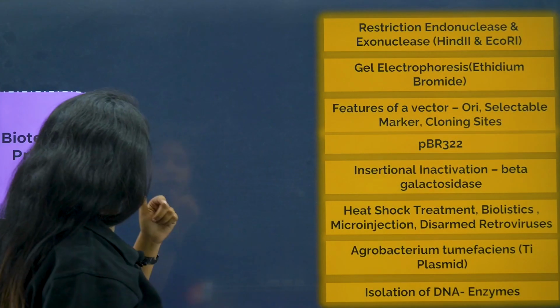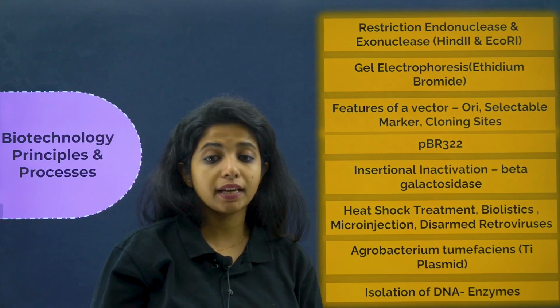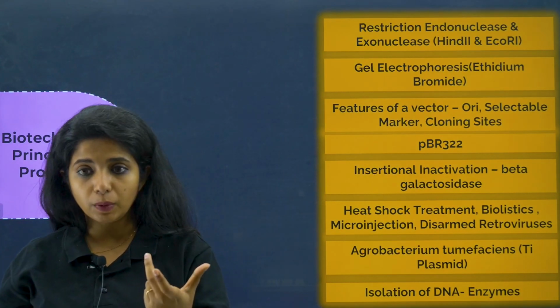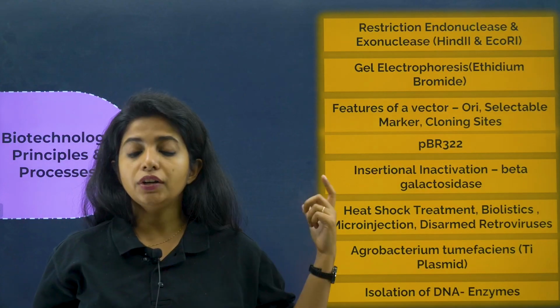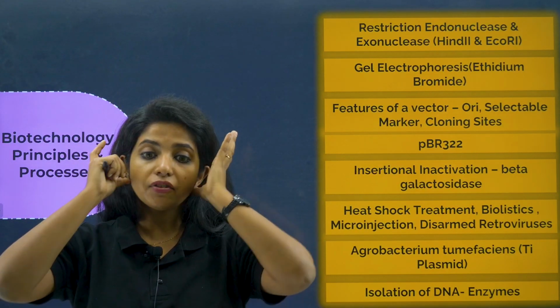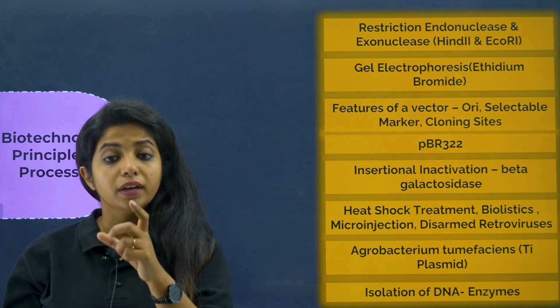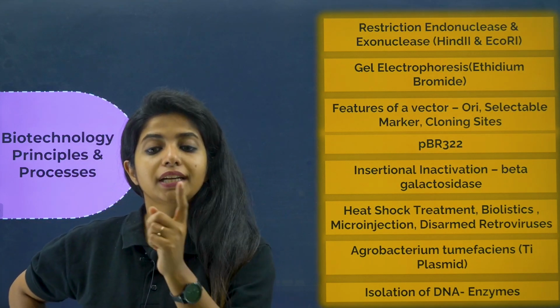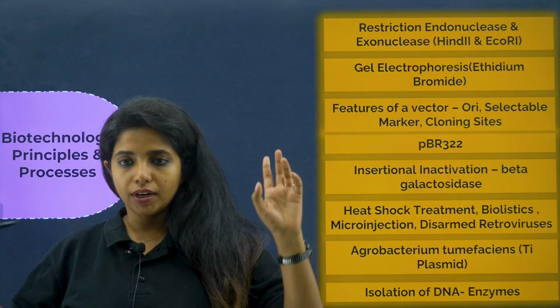Now we have biotechnology principles and processes, my dear children. So over here we have restriction endonuclease and exonuclease. You would be asked to differentiate between that. Hind2, EcoR1 are very important. Hind2, how many base pairs does it have in its recognition site? It is 6 base pairs. What about EcoR1? Same thing, but you will be asked the base pairs also. It is GAATTC. That is the recognition site, 5' to 3', that is the way.